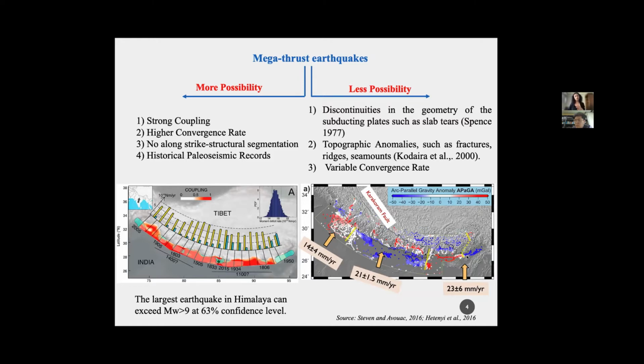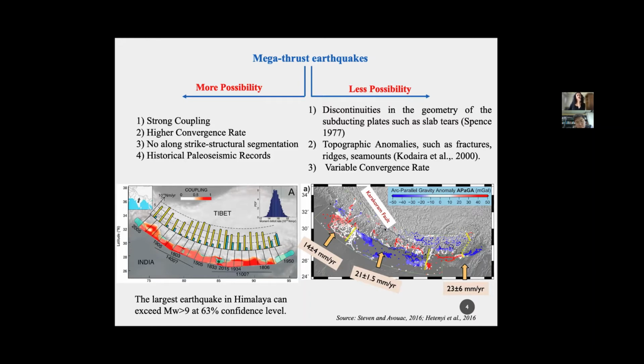And the reason for this decrease in convergence rate, it has been suggested that this Karakoram fault, which is a strike slip fault, could absorb some of the slip rate. That is why we are getting lower slip rate in Northwest Himalaya. So for my thesis, I worked in northwest part of the Himalaya, west of this identified segment boundary.